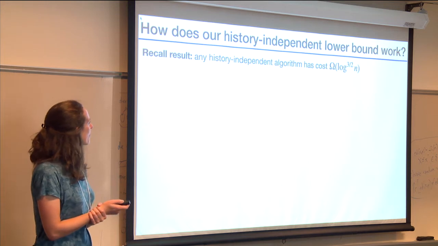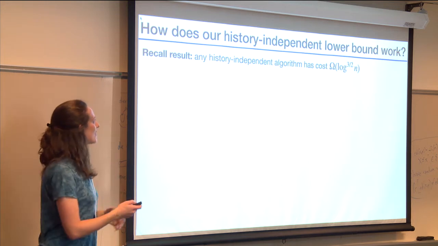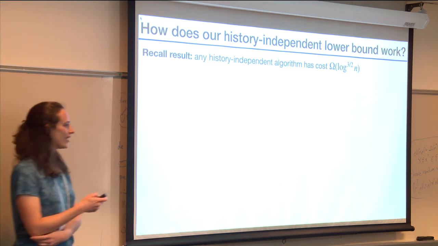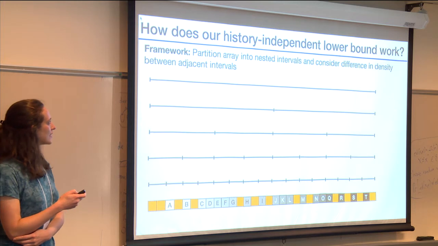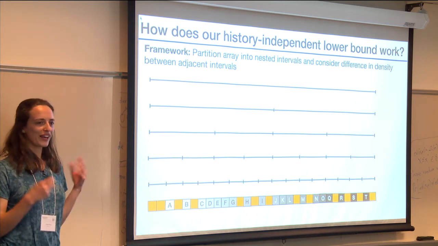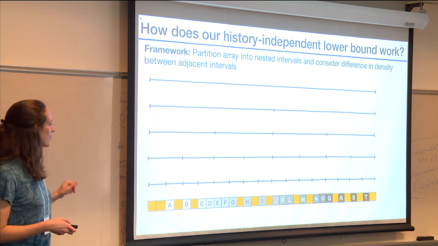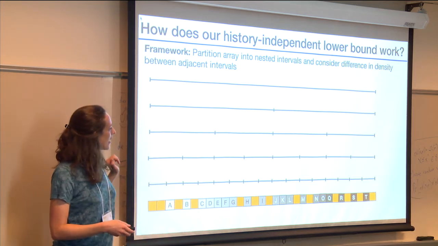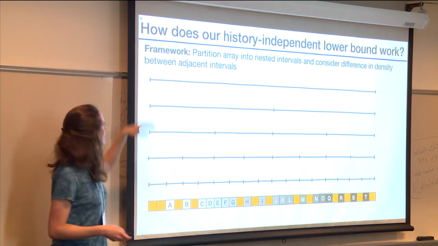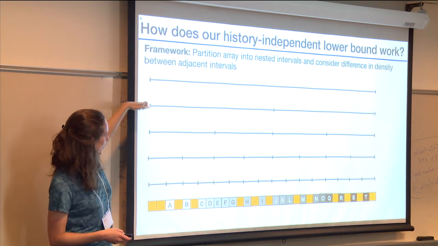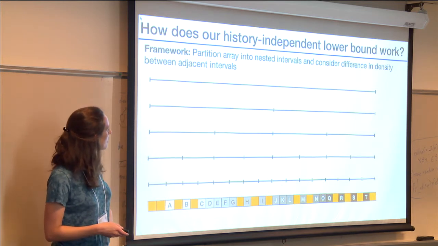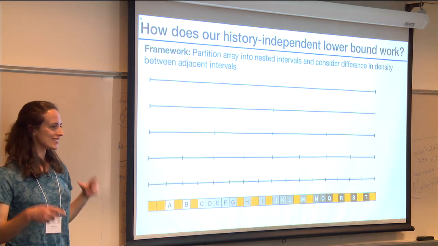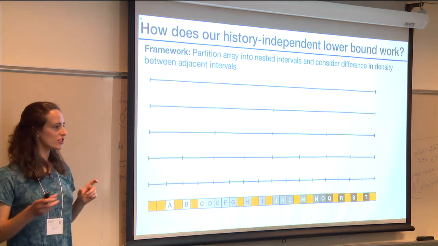Okay, so for the lower bound, the result is, again, that any history-independent algorithm has cost log to the 3/2 n at least. And the framework behind this is actually the same framework that the algorithms use. We have the array down here, and then we break it up into nested intervals. This interval is the whole array. This one is split into 2, then 4, then 8, etc. And what we're asking about here is, what is the difference in density between two adjacent intervals?